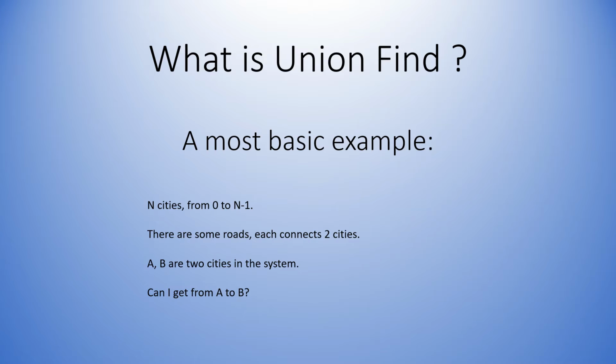Let's begin with an example. Suppose there are n cities labeled from 0 to n-1. There are roads connecting these cities. Each road can connect two cities. Given all the roads information, can you decide whether or not I can get from a certain city, city A, to another city, city B?